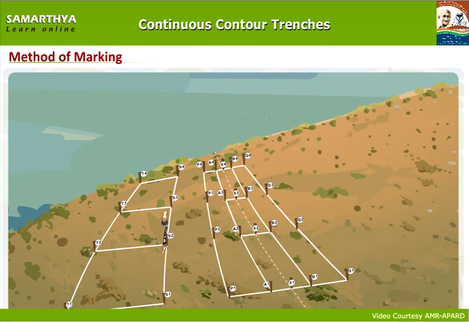With the help of tape along the contour line from S2, S3 and S4 to 3 meters, fix a wooden pole and mark this point as C1. With the help of tape along the contour line from T2, T3, T4 to 3 meters, fix a wooden pole and mark this point as C2.